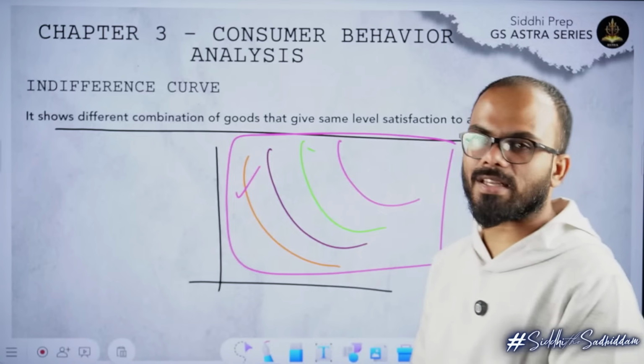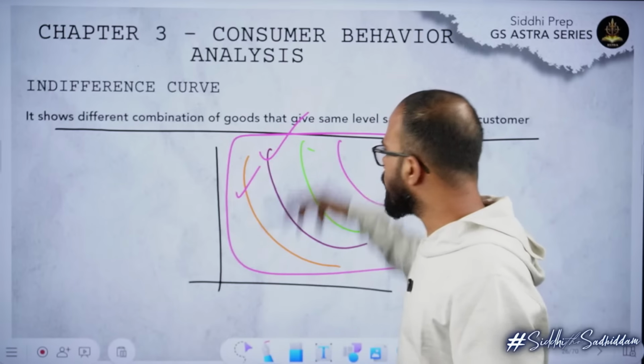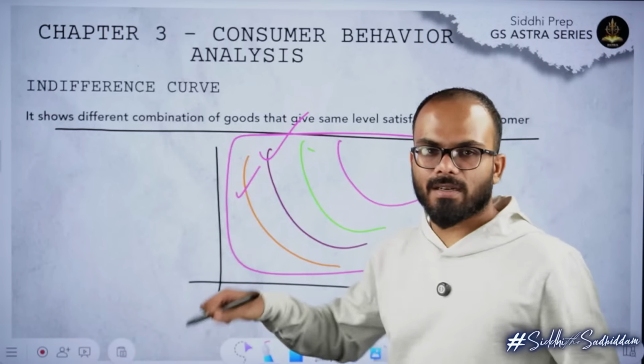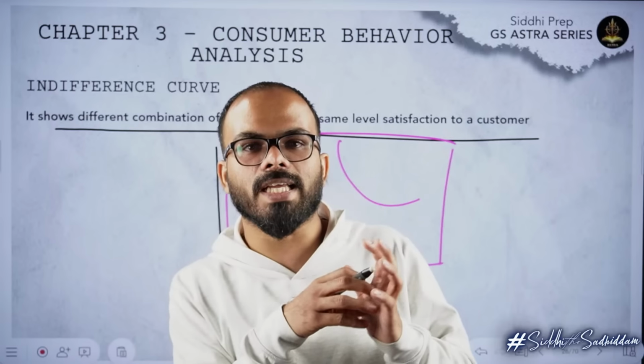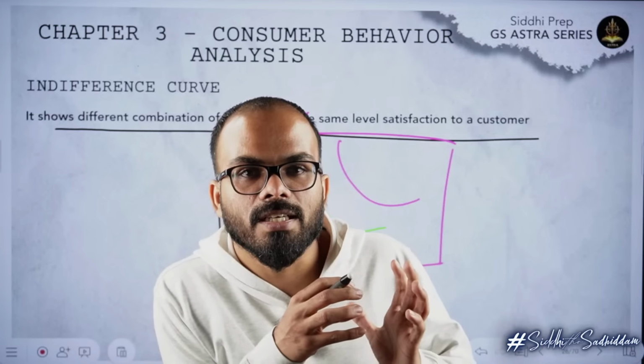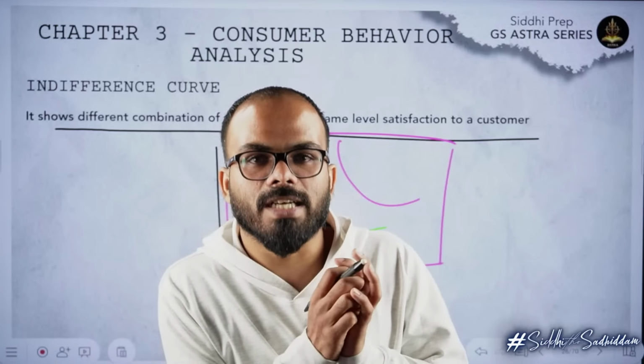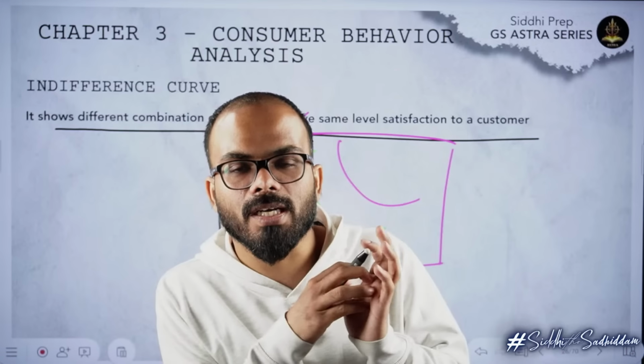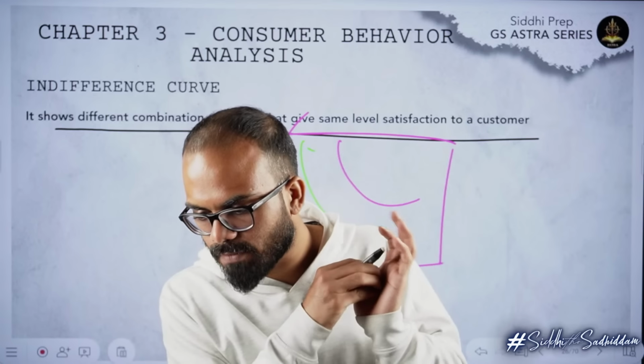The first one is also okay. Let's say this is 2 ice creams and 1 roti. This is 1 gulab jamun, 1 rasgulla and 2 ice creams. It doesn't really matter. The combination should not really impact your satisfaction. Such a curve is called an indifference curve, and in the exam they can ask you what is the shape of the curve.